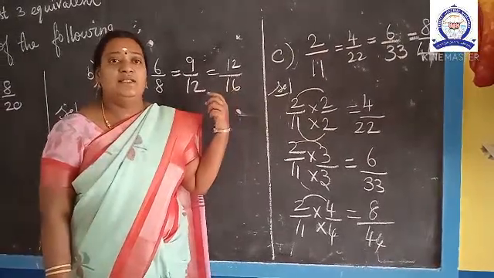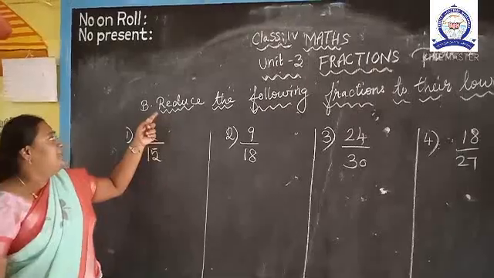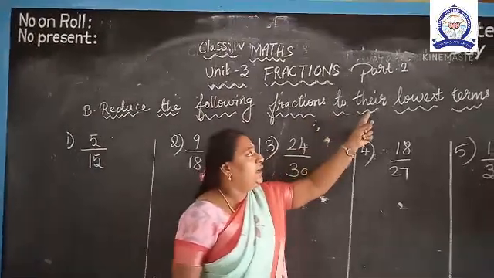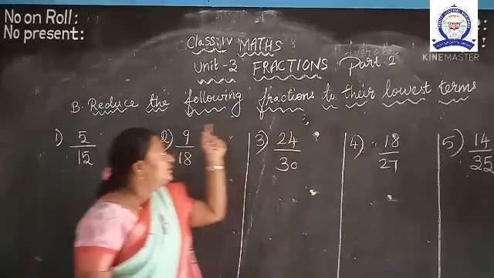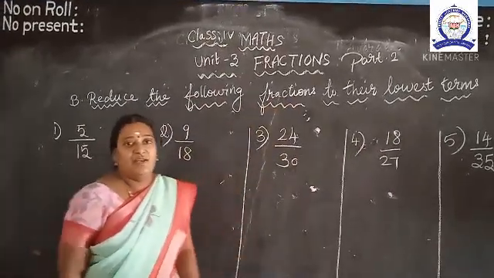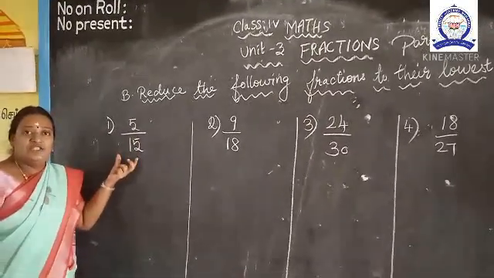Okay children, let us see another sum. Next: reduce the following fractions to their lowest terms. What does that mean? We have to reduce the given fraction to the lowest form.